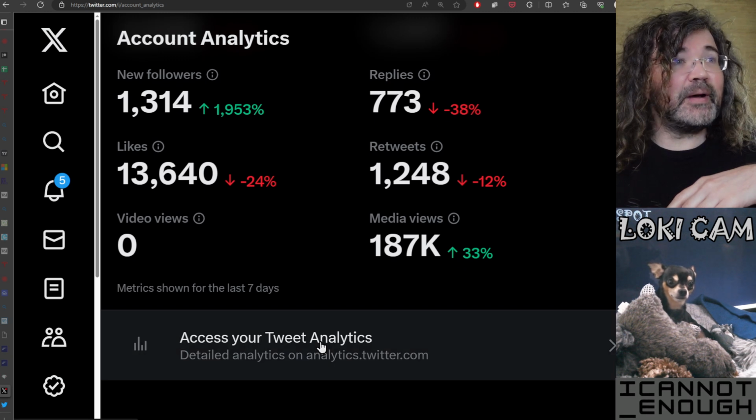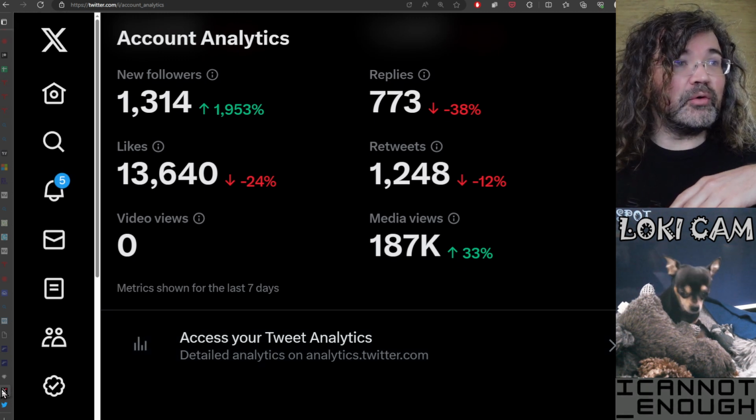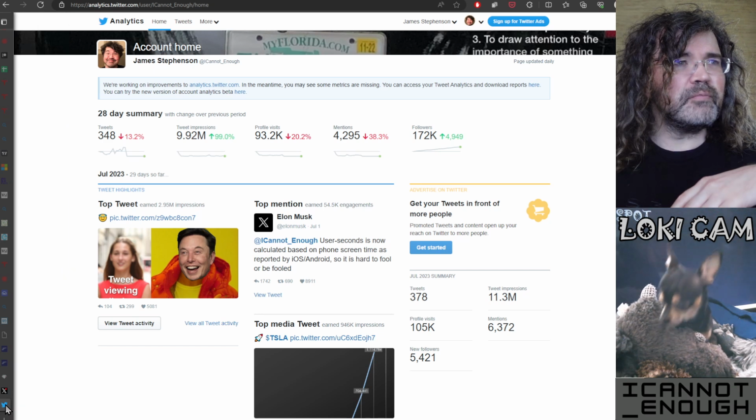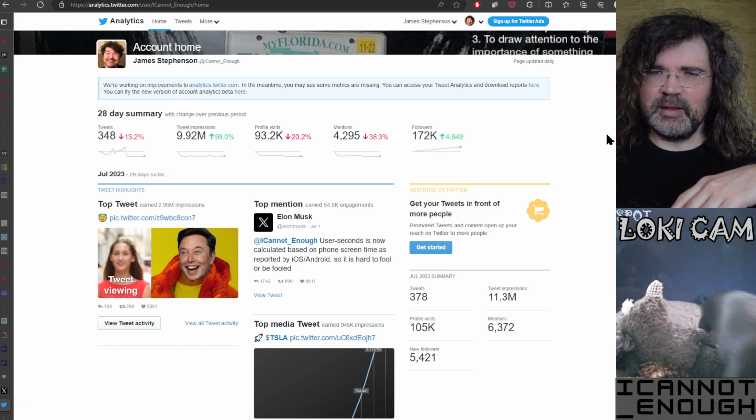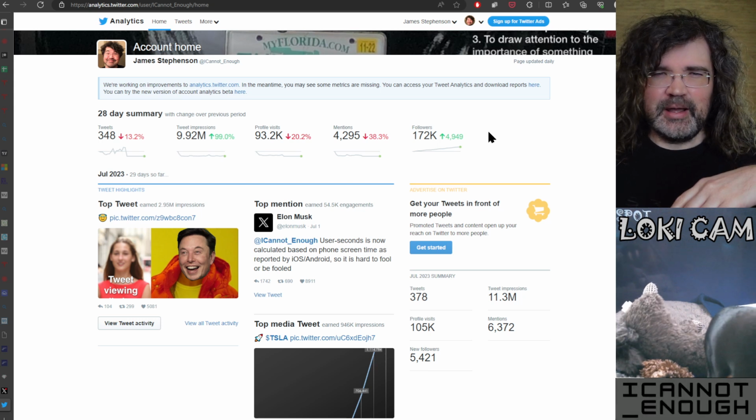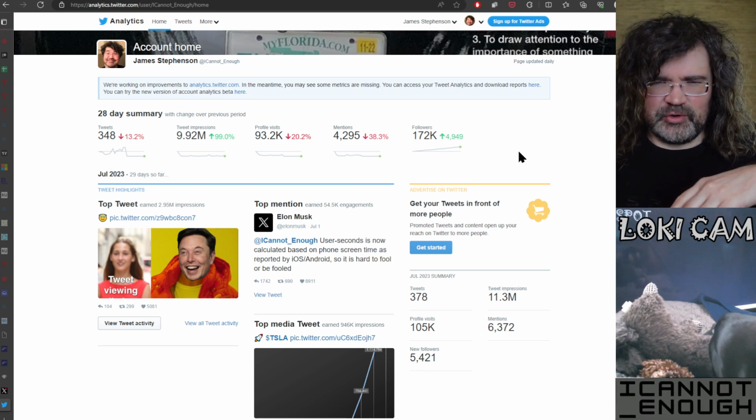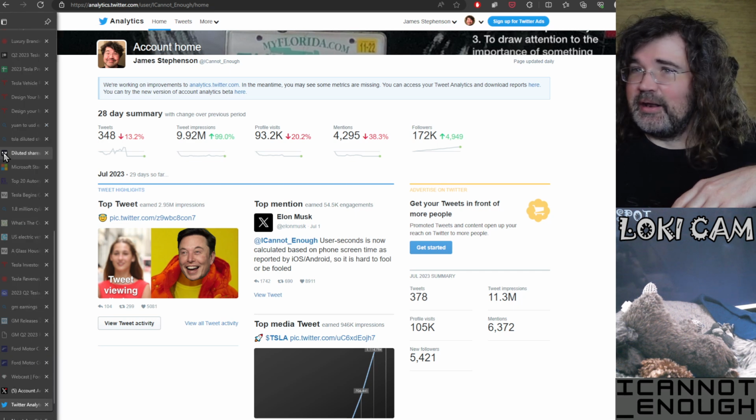Then if you click this button, it'll take you to a page that looks like this. So sorry for the big change in color. I don't think they make a dark mode version of these analytics.